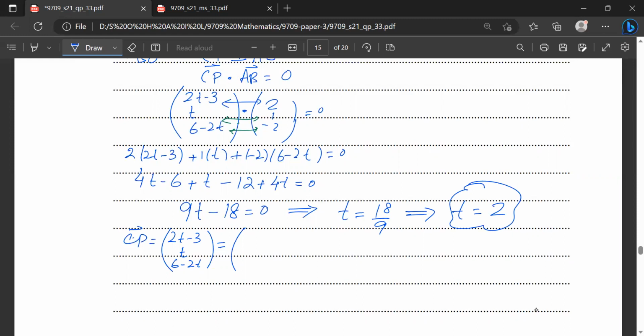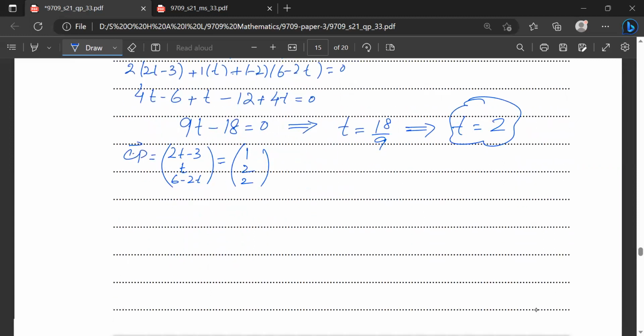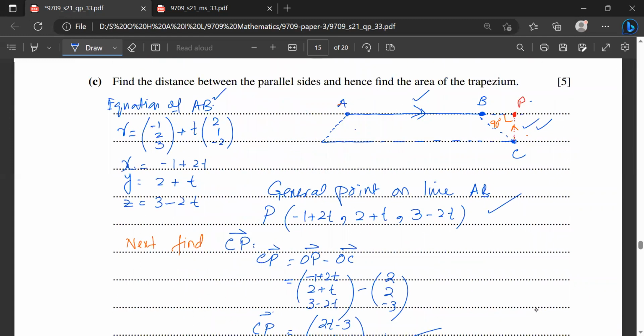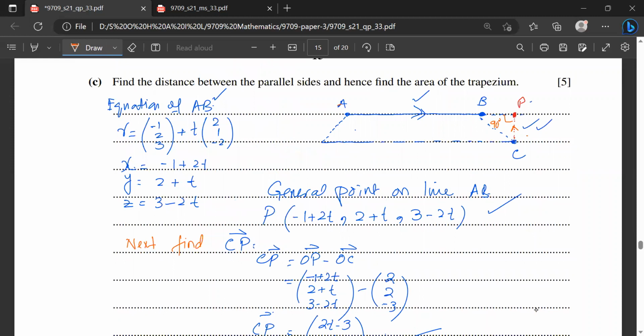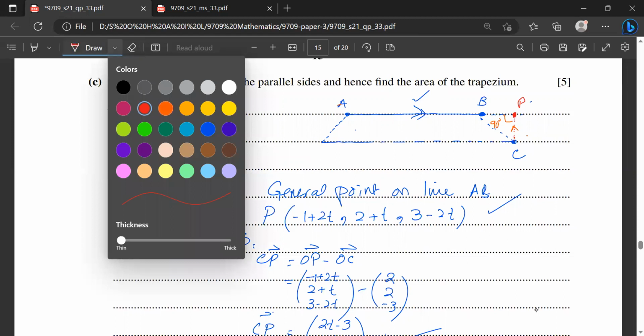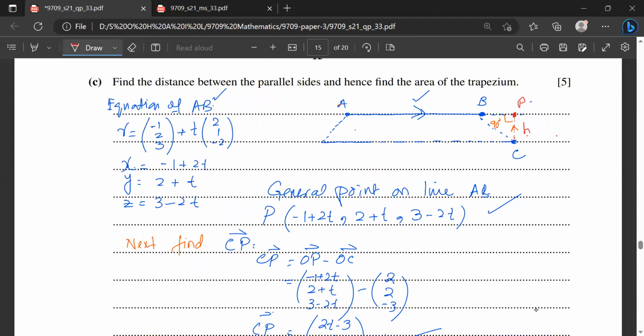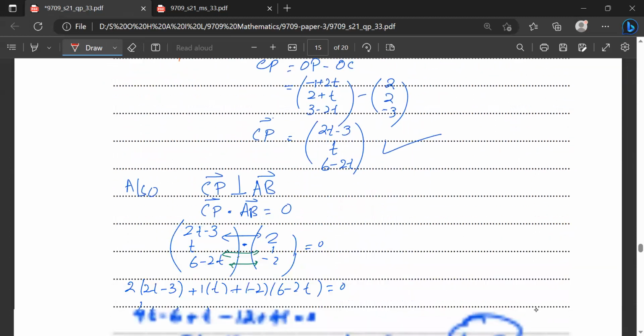So minus 4, 1, and 2, and 6 minus 4 is again 2. So after finding this CB vector, keep in mind that the magnitude of this vector would be the height between the two parallel sides of the trapezium.